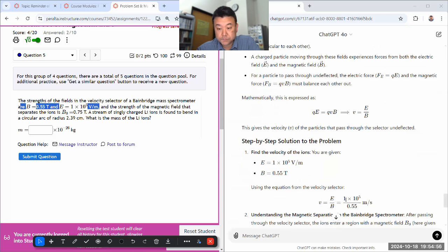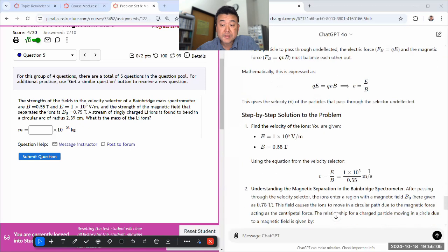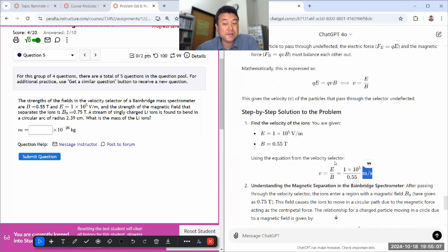So doing that, 10 to the 5 divided by 0.55. We'll work out the numbers later. And the unit should be meters per second. It could be a good exercise to figure out how to go from volt per meter per Tesla to meter per second. I think electromagnetism units can be a little bit complicated, and working through that yourself helps you cement their relative relationships to each other.